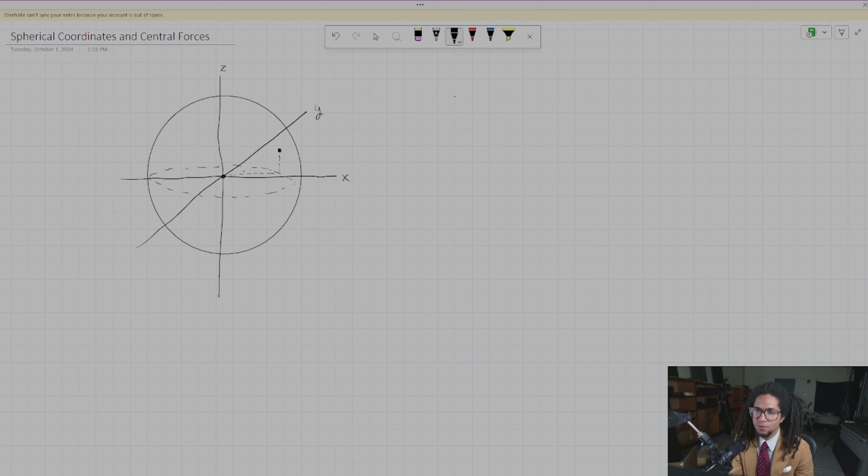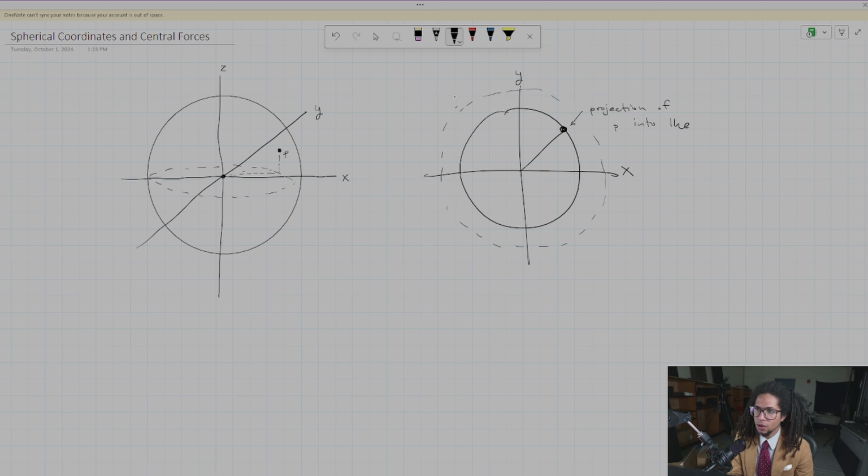All right, good. So in profile, if we have here the xy plane, then this point, which lies on the sphere, which has radius, let's say, out here, this point actually projects down to here. Let's call this point P, just for simplicity. So here is the projection of P into the xy plane.